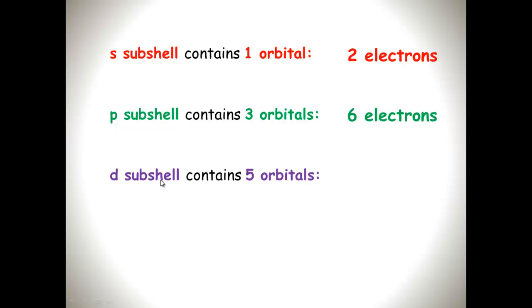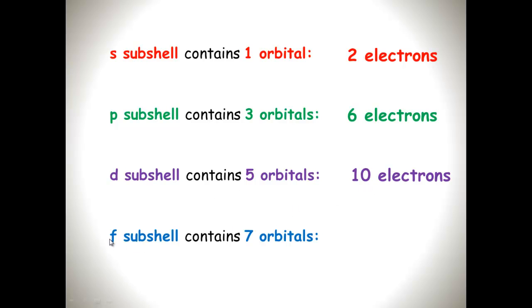The D subshell contains 5 orbitals. Each orbital can hold a maximum of 2 electrons, 5 times 2, so the D subshell can hold a maximum of 10 electrons, and the F subshell contains 7 orbitals. Each of those orbitals can hold a maximum of 2 electrons. 7 times 2 is 14. So the F subshell can hold a maximum of 14 electrons.